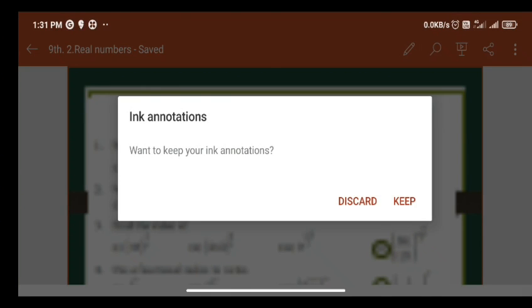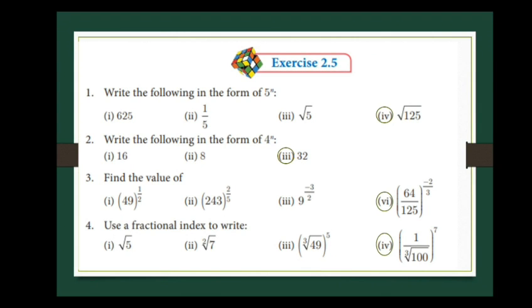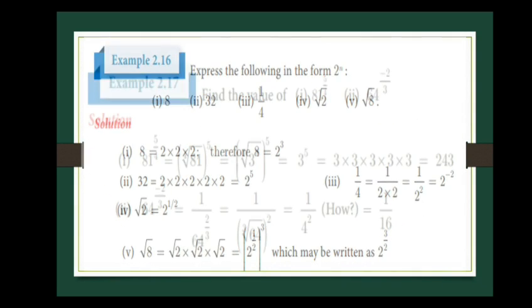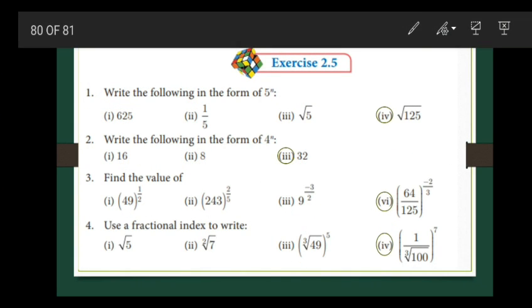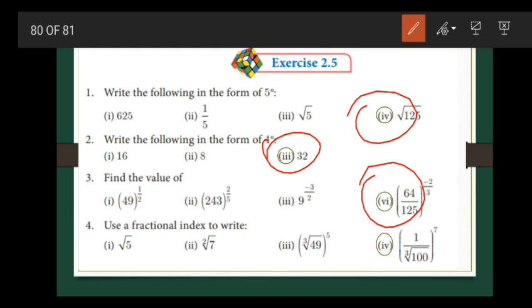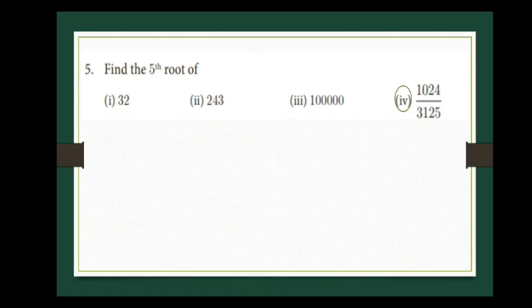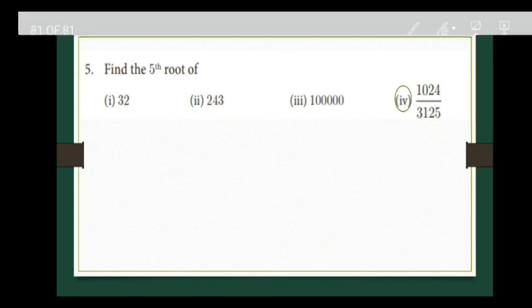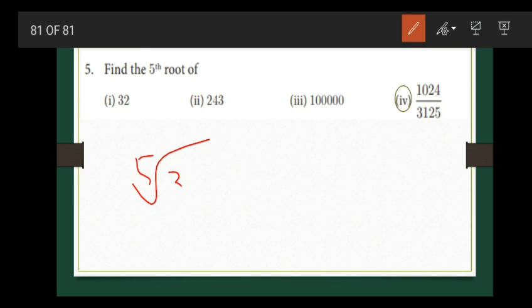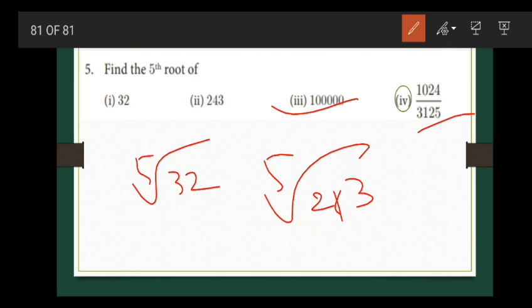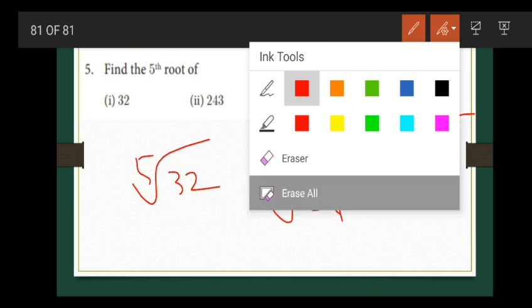The remaining things you have. In this exercise 2.5, I have done the first one, fourth problem, second one, third problem, third one, fourth problem, and fourth one, fourth problem. Then we have one more problem, the fifth one. Find the fifth root of: root 5 of 32, root 5 of 243, and root 5 of this one. So these sums are all homework for you.